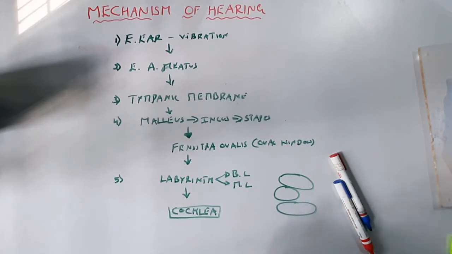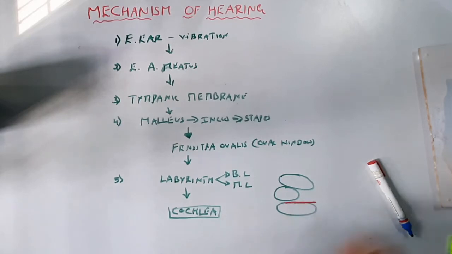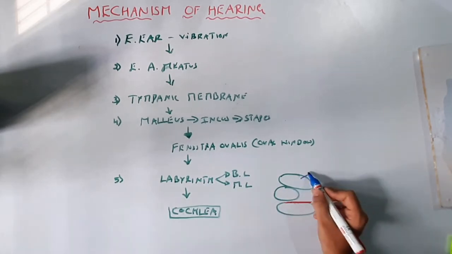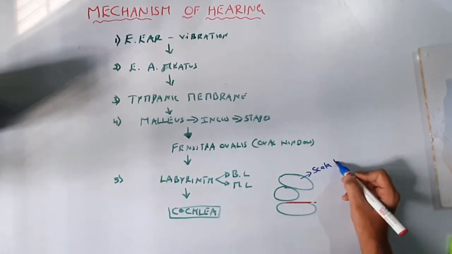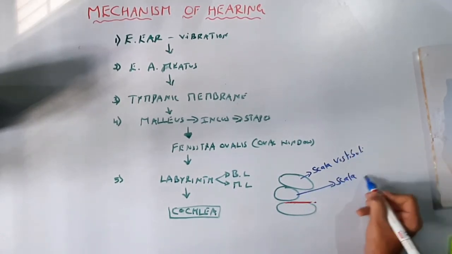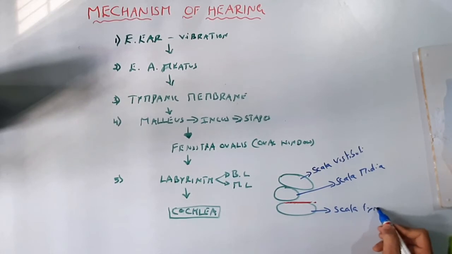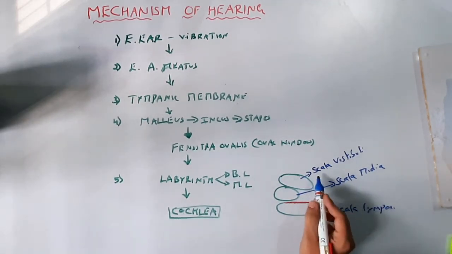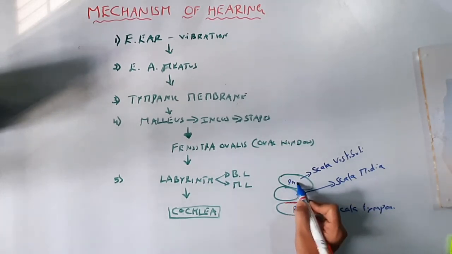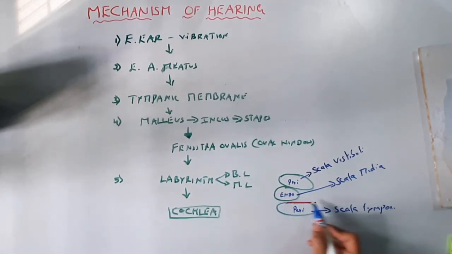Correct? Okay, so just below the scala media, we have the basilar membrane here. The basilar membrane has a small organ here. Let me write the names, label it. This structure is called the media, and this structure is called the tympani. The scala vestibuli and scala tympani contain perilymph. This one contains endolymph. And this is the basilar membrane.